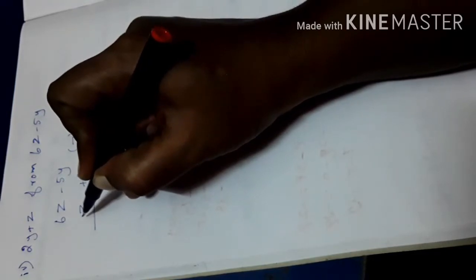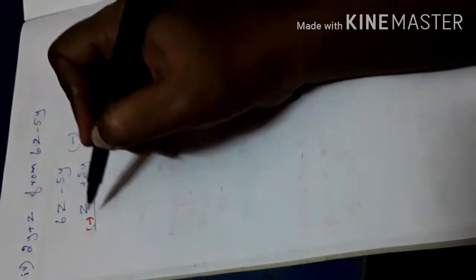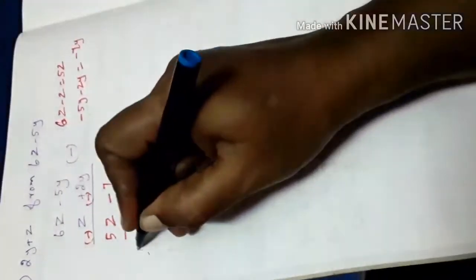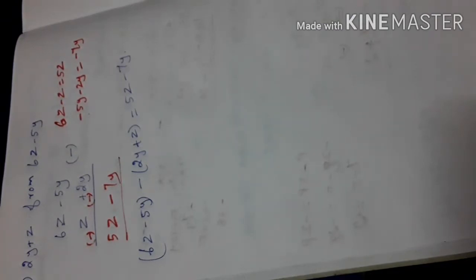First we have to write the like terms. Next we change the symbol. Here we have to see only the bottom row. Here positive, we have to change to negative. Here positive, you have to change to negative. So 6z minus z is equal to? Yes, 5z. So minus 5y minus 2y is equal to? Symbols are the same, so we add and put the same symbol. So minus 7y. So our answer is 6z minus 5y, subtract 2y plus z, is equal to 5z minus 7y.